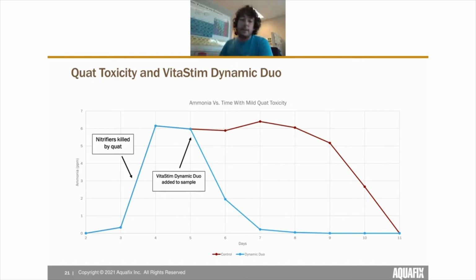We added the Dynamic Duo on day 5, and you'll notice the control basically flatlined for a couple more days and eventually dropped off. It started to drop between days 8 and 9, and then dropped more quickly from days 10 to 11. But after adding Dynamic Duo, since we were populating the bacteria a lot more quickly after the toxic event, we saw near perfectly normal ammonia reduction on day 7 rather than day 11 of the study.